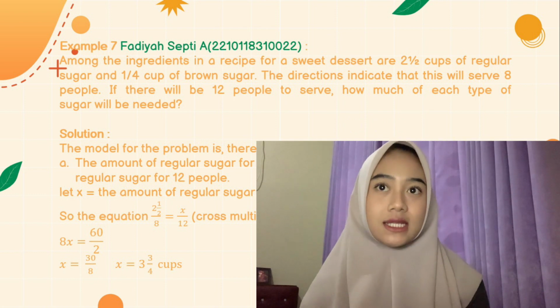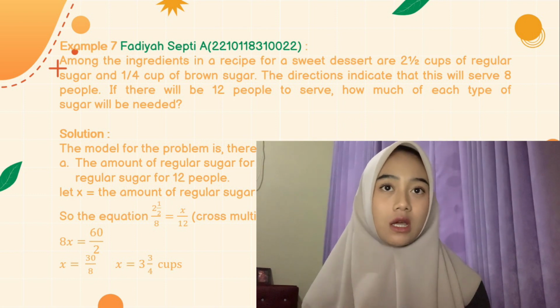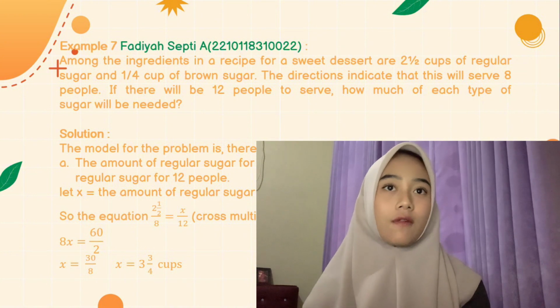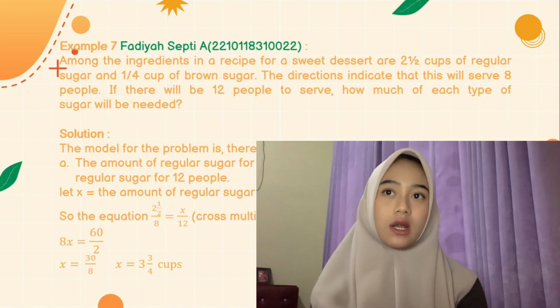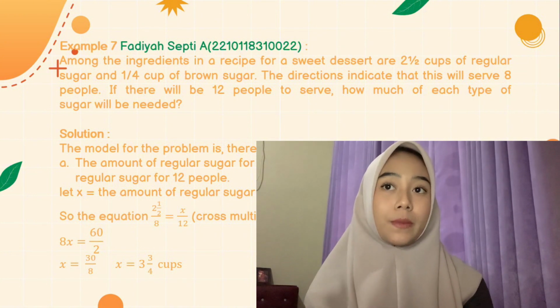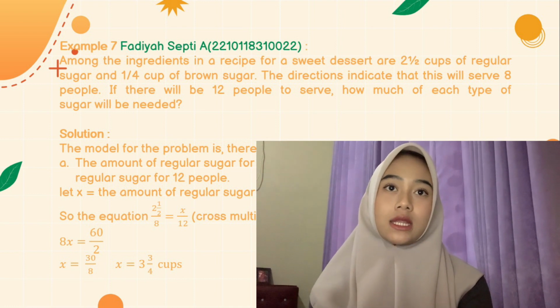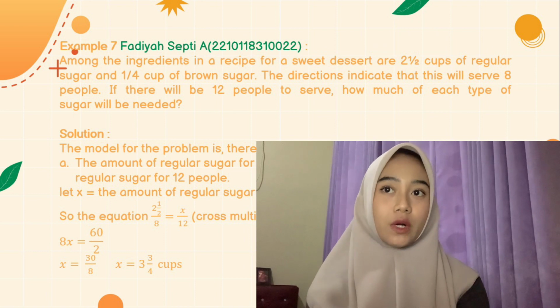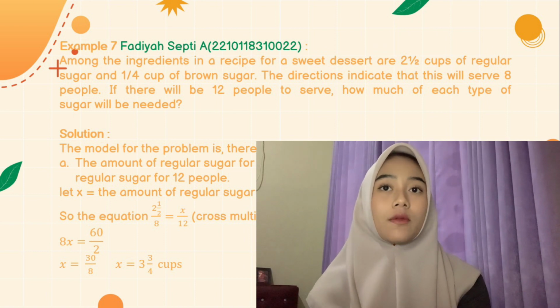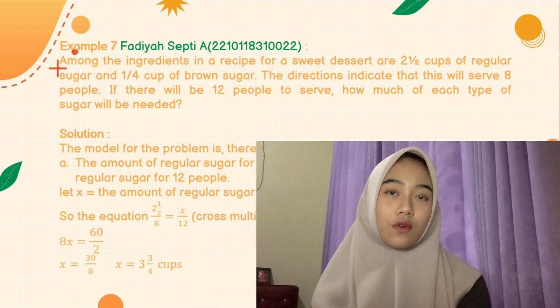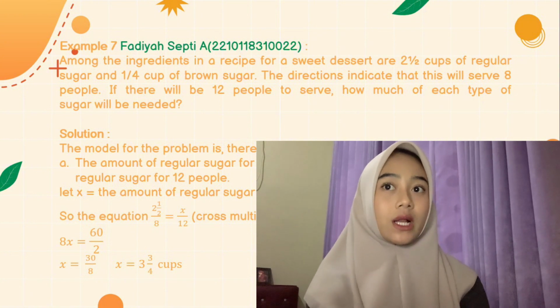Now I'll explain the last example, example 7. Among the ingredients in a recipe for a sweet dessert are 2.5 cups of regular sugar and 1/4 cup of brown sugar. The directions indicate that this will serve 8 people. If there will be 12 people to serve, how much of each type of sugar will be needed?